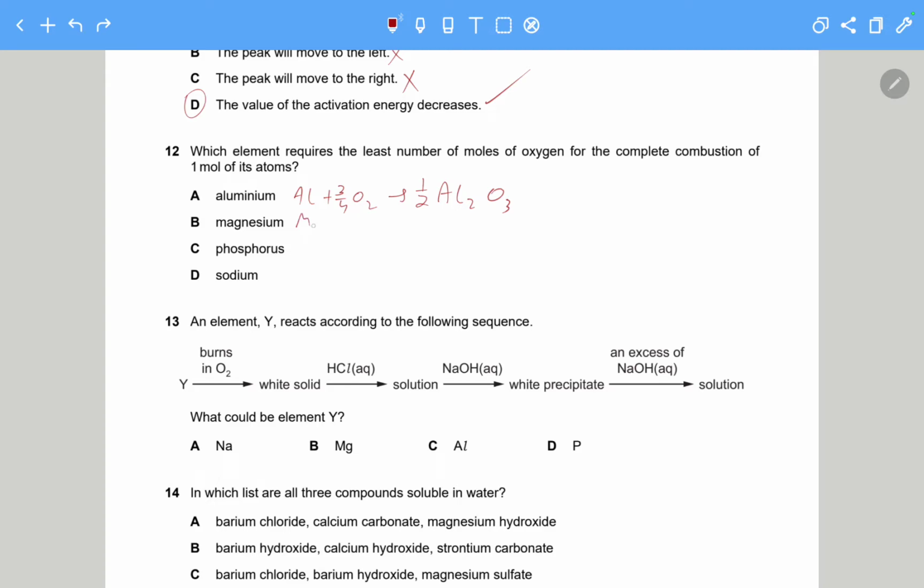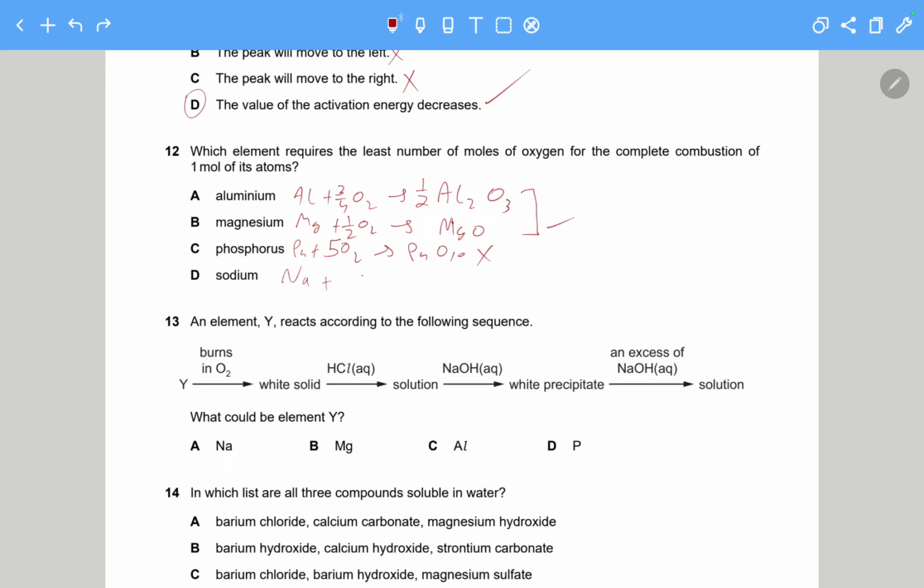Then magnesium, Mg plus O2 gives MgO. 1 mole on both sides of magnesium, we don't need to change, but we are using half a mole of oxygen on the left to make sure it complies with whatever is on the right. So phosphorus, P4 plus O2 gives P4O10. And we have 1 mole of phosphorus, P4 on the left, we have P4 on the right. So that's done. And then we have 10 oxygens on the right. So we need 5 moles of oxygen gas, which is quite high. And so this cannot be the answer because we know that it says the least number of moles of oxygen, and we know that both aluminium and magnesium are lower. So right now magnesium is winning this race of least number of moles of oxygen. Let's look at sodium.